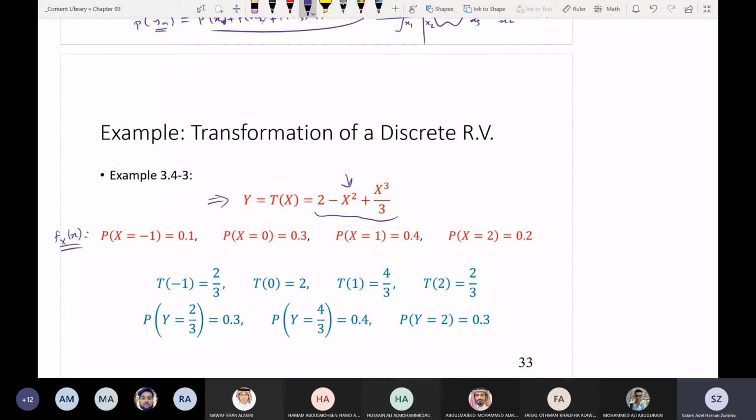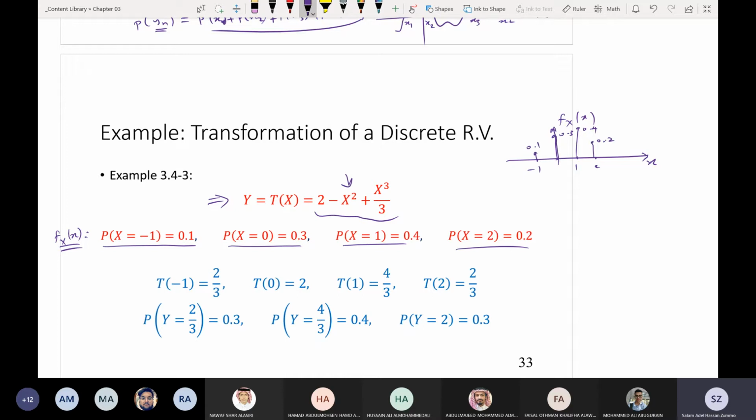So this is the PDF of it. We didn't write it as a function, but it tells you that the probability that x equals minus 1 is 0.1, x equals 0 is 0.3, x equals 1 is 0.4, and x equals 2 is 0.2. We have this PDF of x. X can take how many values? 4 values only.